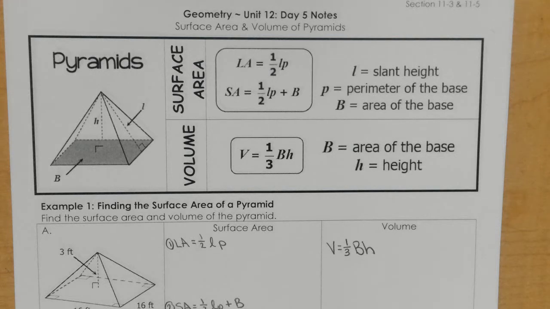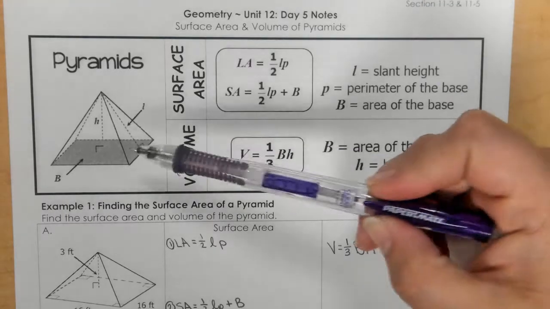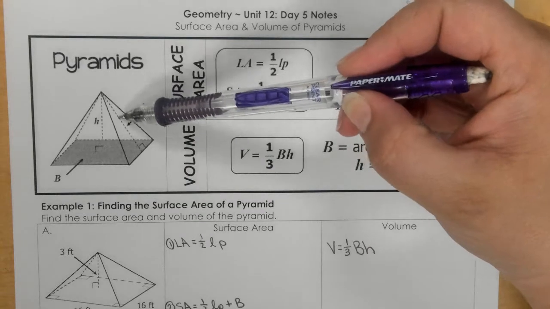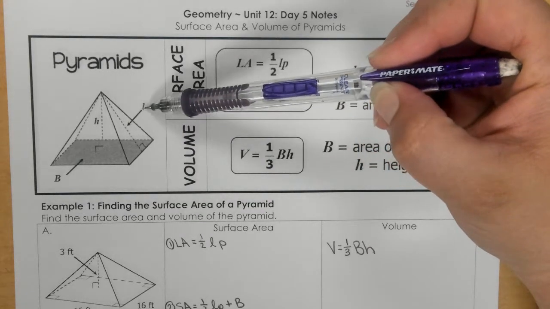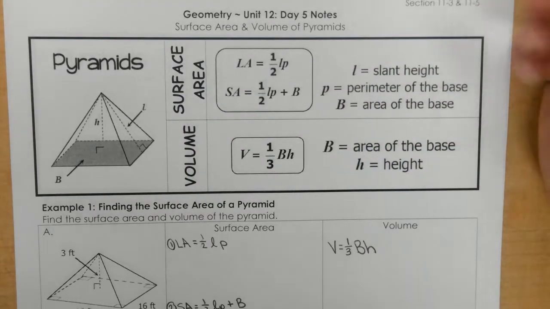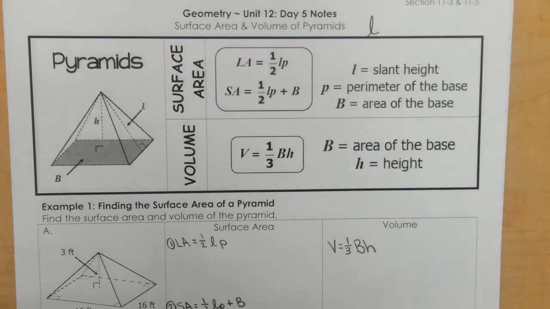So for day 5 notes, we have the surface area and volume of pyramids. In this case, we have slant height again. So that's here, the height of this triangle, represented with an L. Usually you see it more cursive, like that.